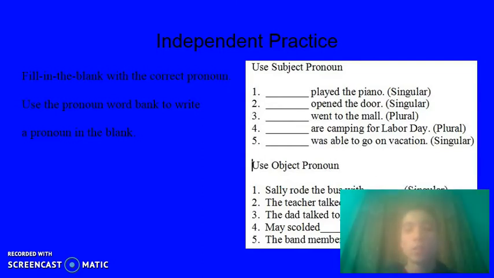For the first sentence after object pronoun, in sentence number 1, Sally rode the bus with blank. Since the parentheses contain the word singular, students could write Sally rode the bus with him or her.